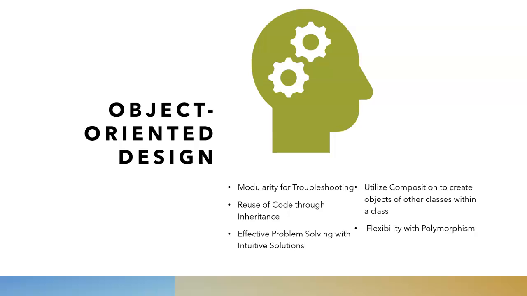For object-oriented design, we wanted to implement this because object-oriented design has a lot of advantages. Object-oriented design allows for modularity, which is easier to troubleshoot. It allows for reuse of code through things like inheritance. It is an effective solution for problem solving, and it creates intuitive solutions. It adds flexibility because of polymorphism. And we have composition to create objects of other classes within a class, which once again helps with code reusability.